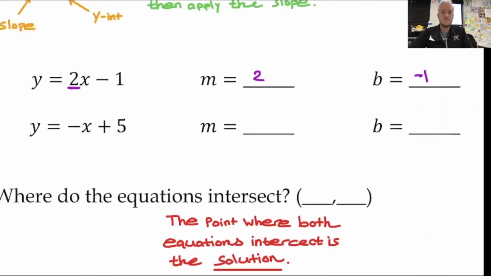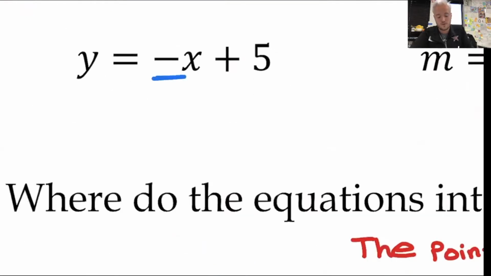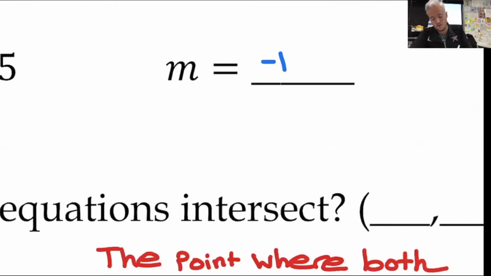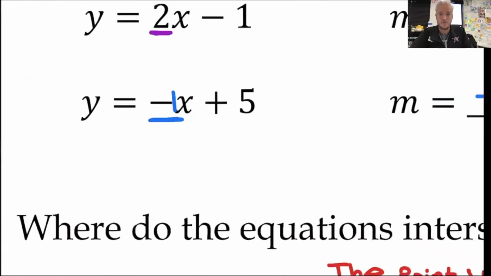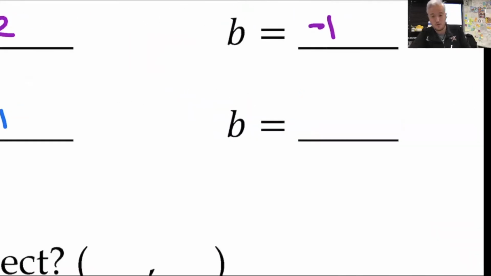Now looking at this next one, y equals negative x plus 5. We're looking for our slope, the number in front of the x. We don't actually have a number here, so because we don't have a number, we assume that's a 1. So we have a slope of negative 1. You have to account for the negative as well. And then the value that we're adding or subtracting at the end is positive 5, so our y-intercept, or our b value, is 5.